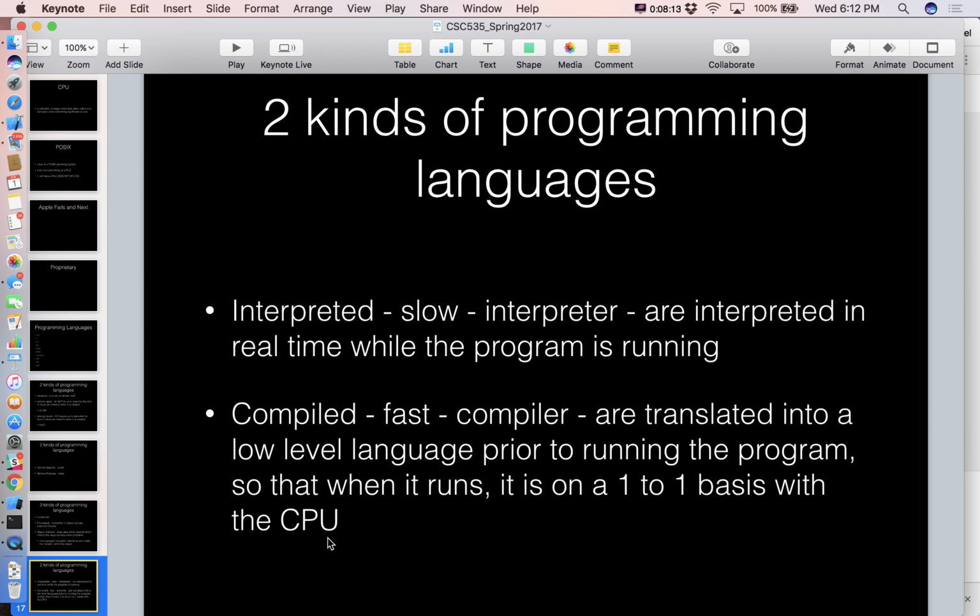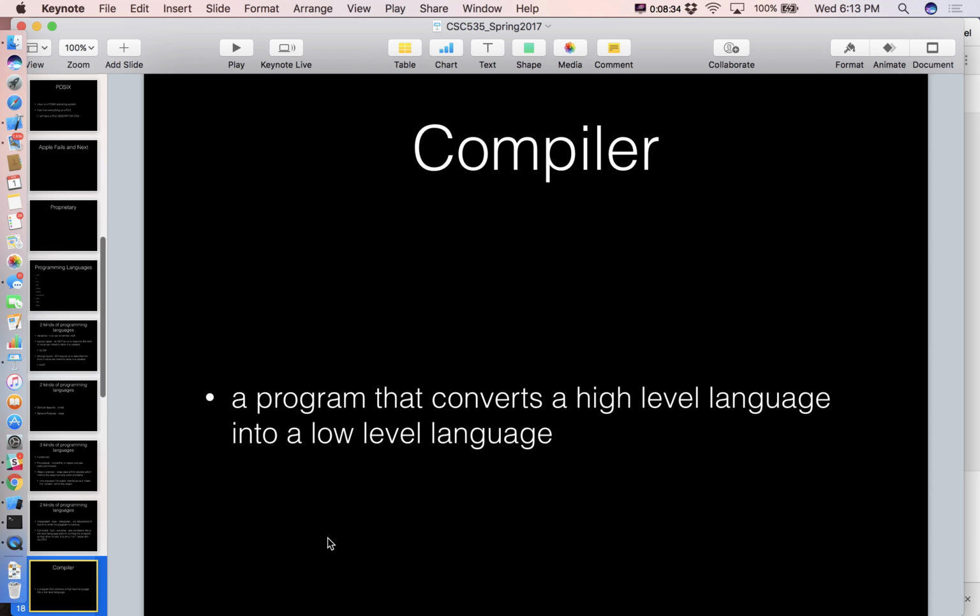All right, two kinds of programming languages: interpreted versus compiled. We said interpreted languages are relatively slow, compiled languages are relatively fast. As you might guess, interpreted languages also tend to be loosely typed, and compiled languages also tend to be strongly typed. So that fast and slow stuff goes together.